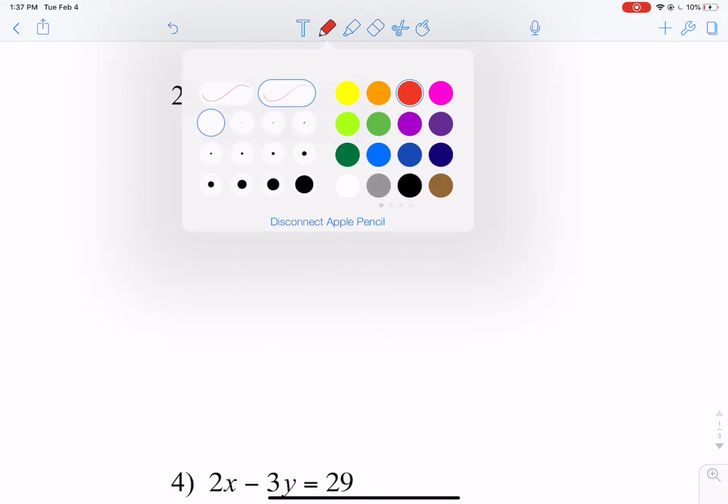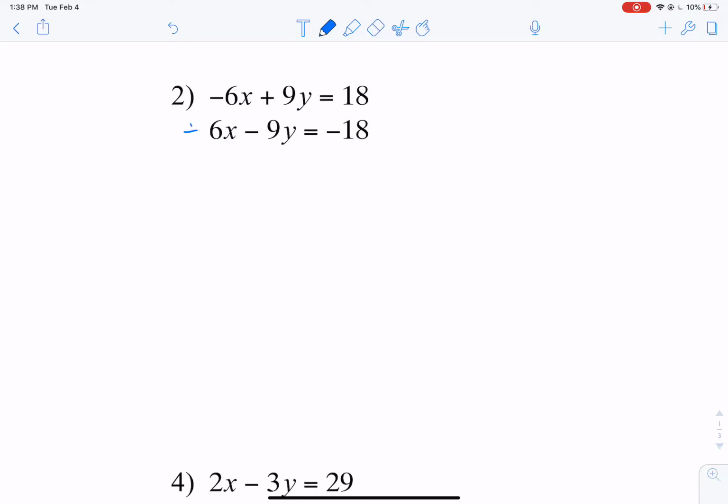For number 2, again, adding downwards, negative 6 plus positive 6, that's equal to 0. Negative 9 plus positive 9, adding downward, that's equal to 0. That's eliminated. And 18 plus negative 18, that's also equal to 0. So here, everything got eliminated.